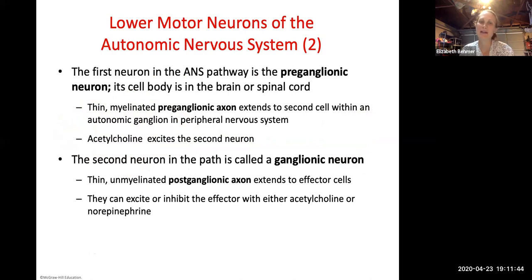And this slide will explain that. So the first neuron in your ANS pathway is your preganglionic neuron. Its cell body is in the brain or the spinal cord, and it will always be myelinated. It will extend to the second cell where acetylcholine will excite the second neuron. And the second neuron in the path is called the ganglionic neuron or postganglionic axon. And the postganglionic axon will extend to the effector cells. And the postganglionic axon will always be unmyelinated. So myelinated goes with preganglionic axon, and unmyelinated goes with postganglionic axon. Hopefully that makes sense to everybody.